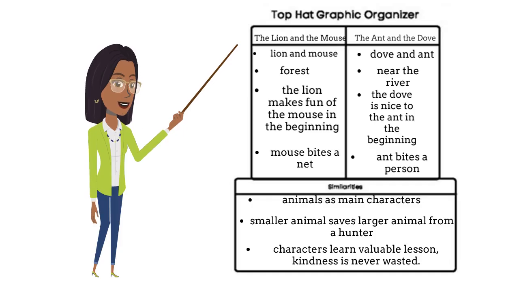The valuable lesson or moral we learned in the story of The Ant and the Dove is, kindness is never wasted. We are going to use a Top Hat graphic organizer to compare and contrast both stories by placing the differences at the top and similarities at the bottom. Let's start with the differences.